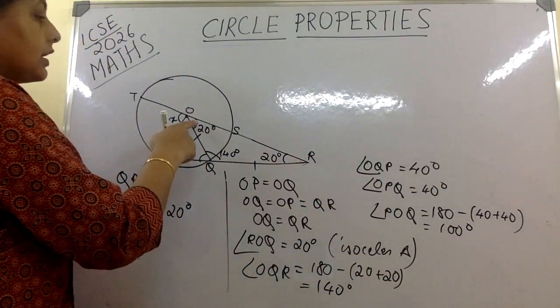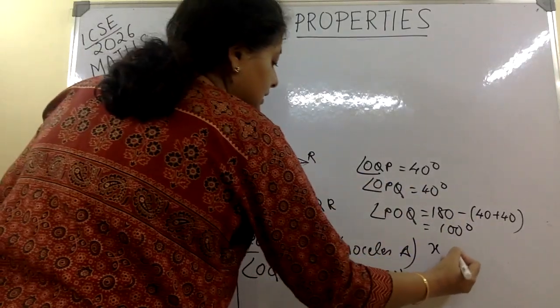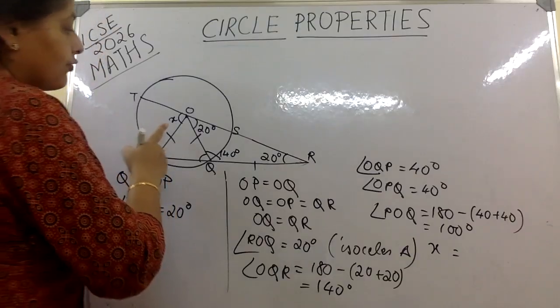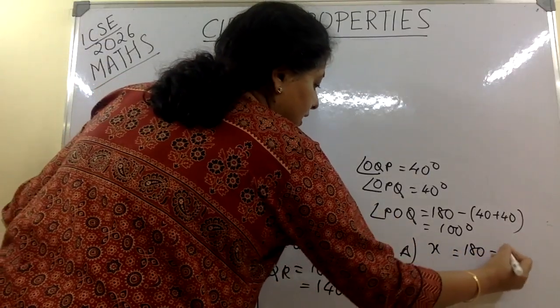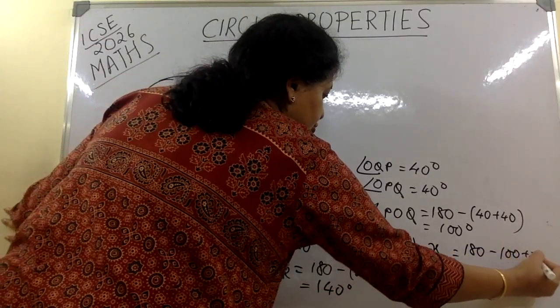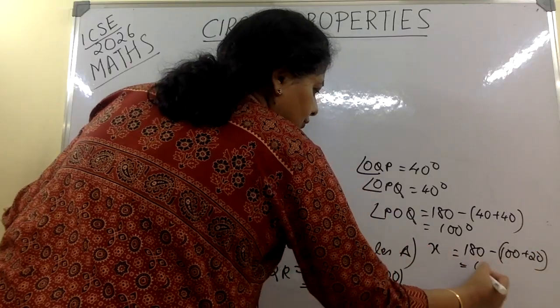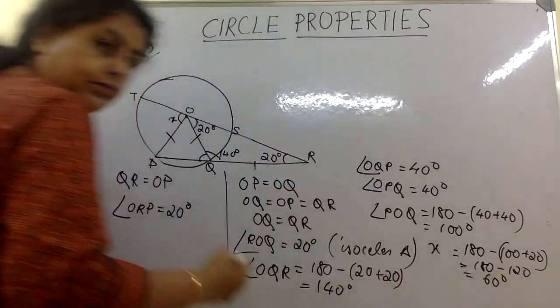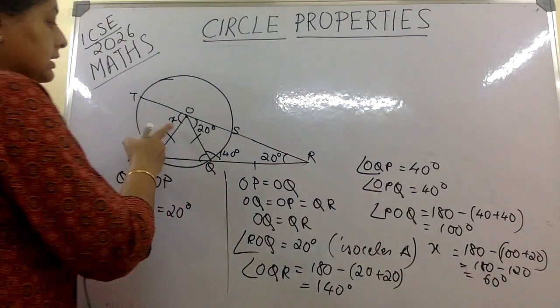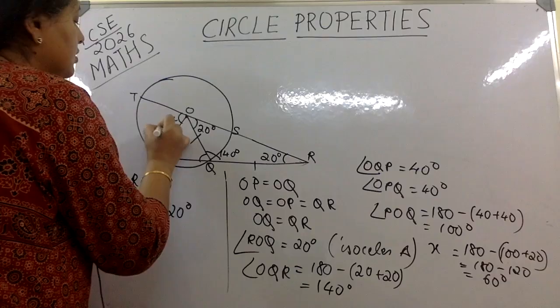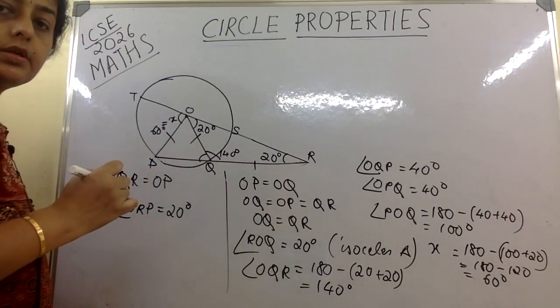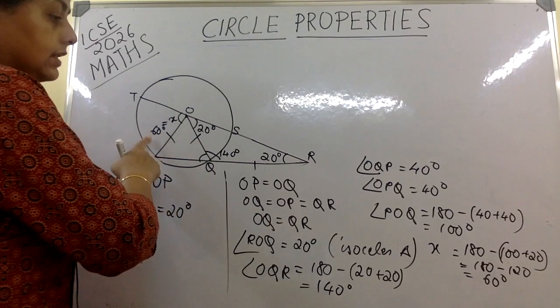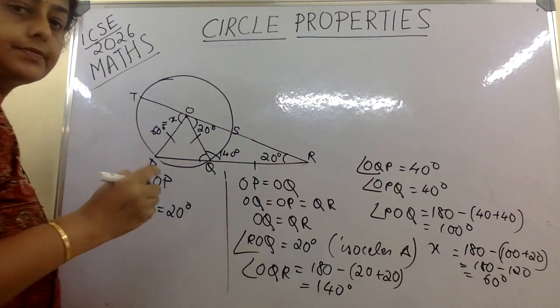100 degrees, 120 degrees. Angle x is equal to 180 minus 100 plus 20, which is 180 minus 120, which is 60 degrees. So x is equal to 60 degrees. So this angle is 60 degrees.